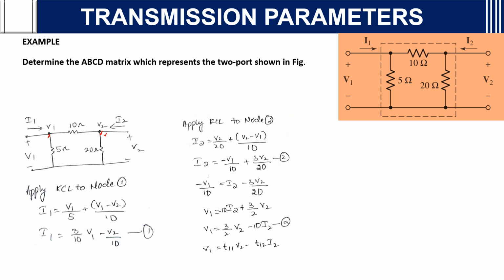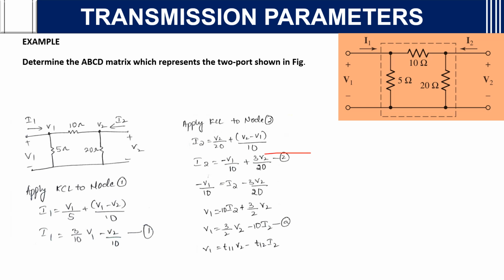What you will get? I2 is the incoming current and this will be outgoing current, V2 by 10 and V2 minus V1 by 10. If you don't know KCL, KVL, mesh analysis and node analysis, there is a separate video I made which is of module 1. You can go and check out. I2 is equal to minus V1 by 10 plus 3V2 by 20.